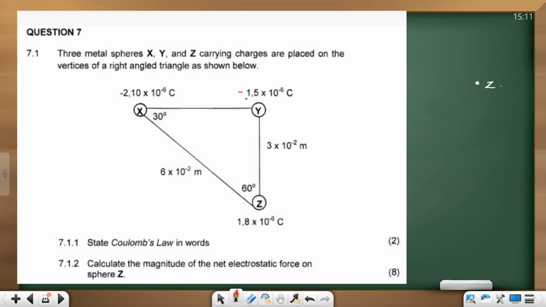Notwithstanding, I'll put a plus here. They would never give you something like that. So I'm going to put plus. I'll use them as point charges for now. The principle is what we need.